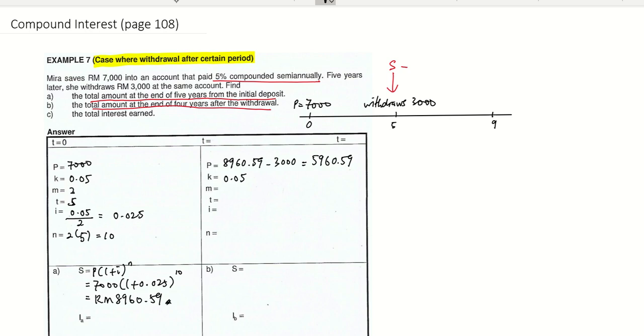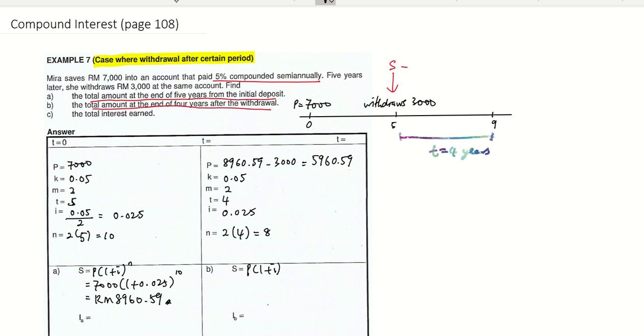Then K, the interest rate, we will use the same interest rate, which is 5%. M is equal to 2. And then T is between year 5 and year 9, which is T equals 4 years. I is also the same, which is 0.025, and N is 2 times 4. So the total number of interest periods between the 5th year and the 9th year is 8.